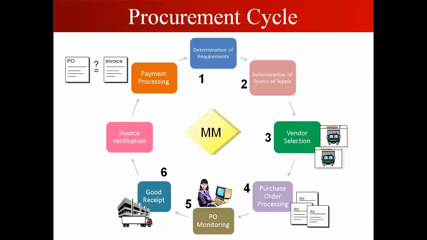Okay, then the next step will be invoice verification, number 7. Once we receive the goods at number 6, number 7 will create an invoice. That means we have received the goods, and now we need to pay the vendor. So for that, we'll create an invoice in the system.